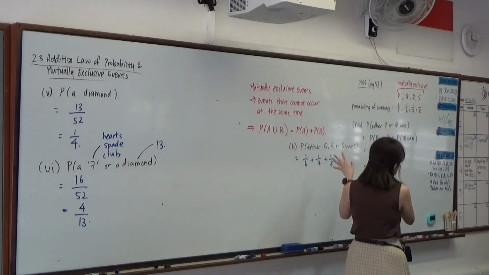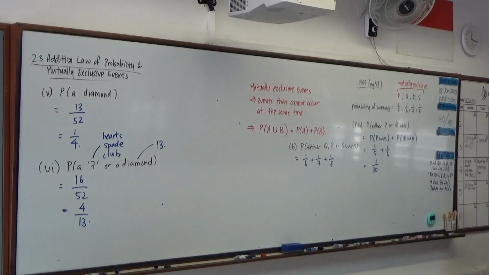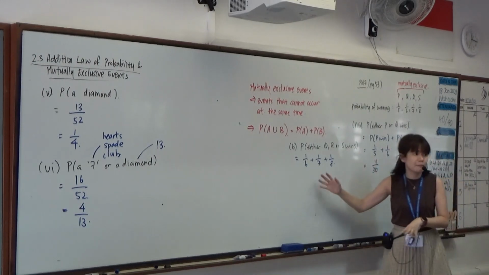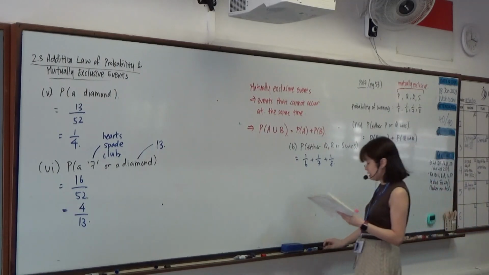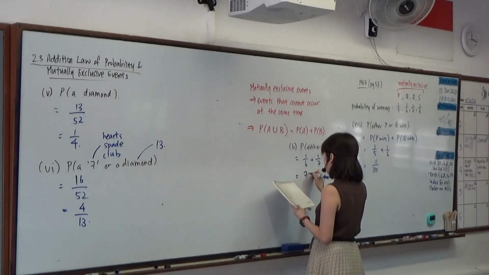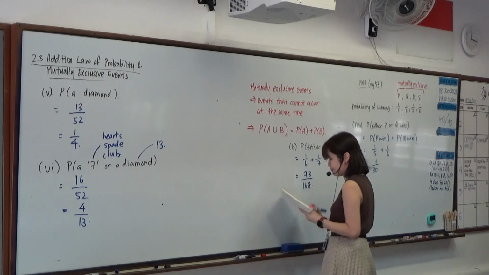But in this particular case, when it comes to winning a volleyball competition, there can only be one winner. So they are definitely all going to be mutually exclusive. That's why we can add up the probabilities of winning together like that. And in this case it will be 73 over 168.